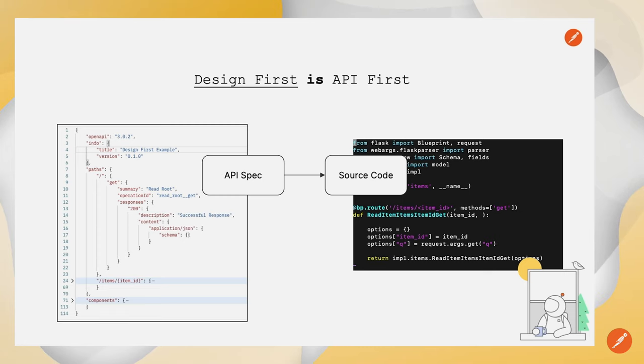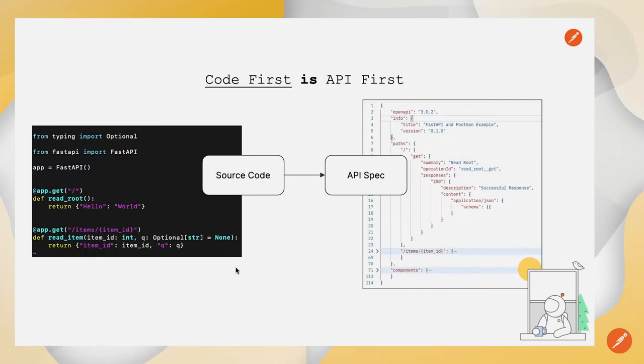What we're seeing in the industry is that there are two main categories of API-first workflow patterns. One is design-first, where you start with your API spec and generate code and business logic. The other pattern is where you start with code and generate your API spec as an output.